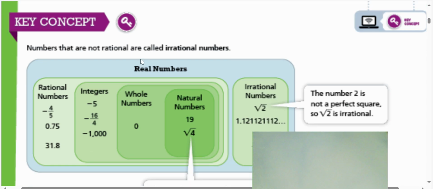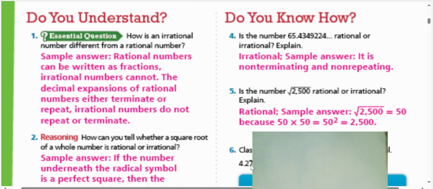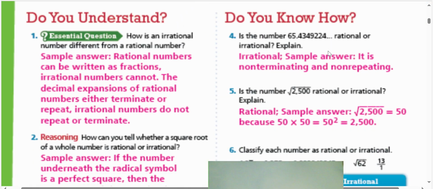Okay, next question. We have rational numbers and integers, the whole numbers. The number square root of 2, we call that an irrational number. Okay, do you understand here? Yes, you can write all these answers about this number. We have this irrational number because the simple answer you can write is that it is non-terminating and non-repeating. And question number 5, is the square root of 2500 a rational number or not?